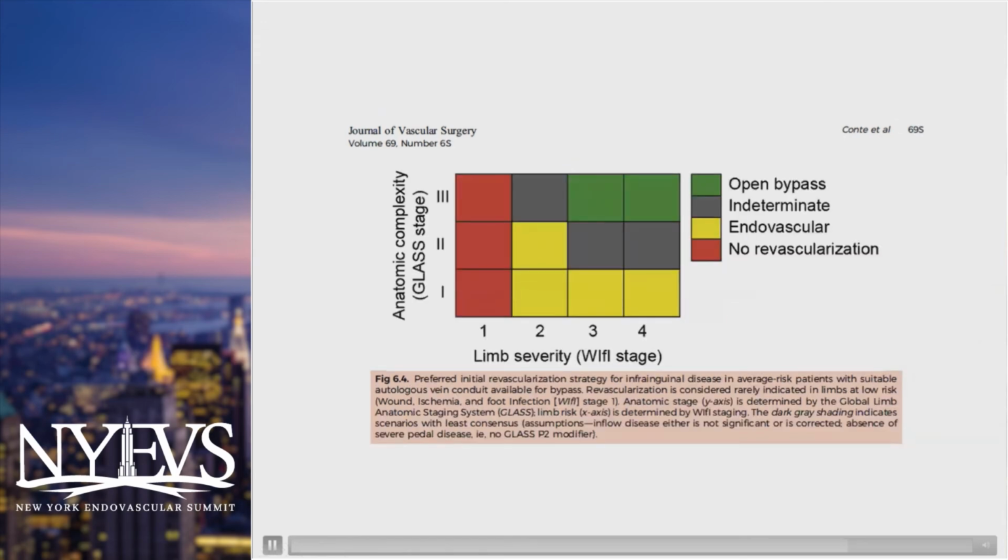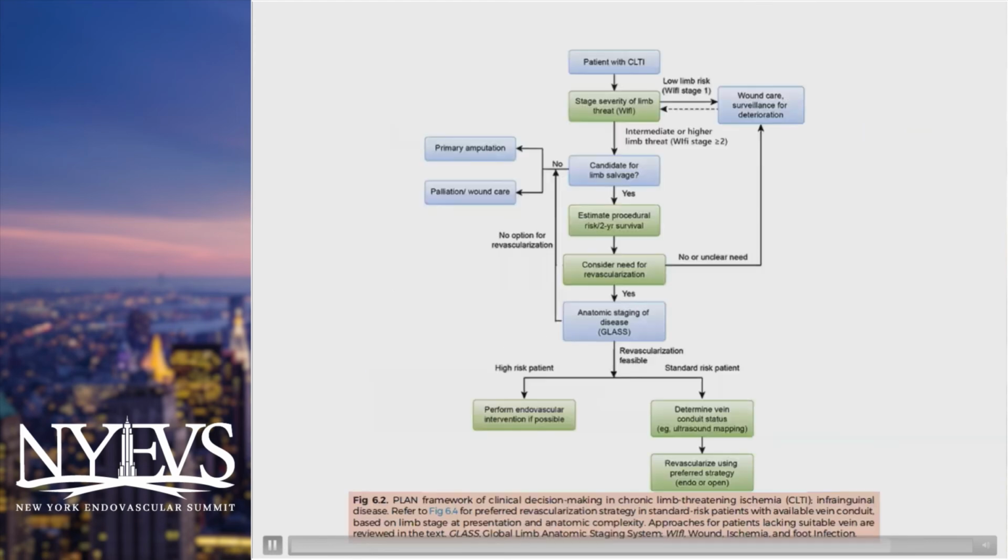Another component is that you have to look at anatomical complexity and the limb severity together. If limb severity is low and anatomical severity is high, that's a definitive no. Again, if you have minimal symptoms, minimal tissue loss, no ulcer, then you don't need to revascularize. They give a layout between endovascular versus bypass. Yellow is endovascular, green is bypass, and then you have some indeterminate categories, where multiple different teams should be involved in the decision making.